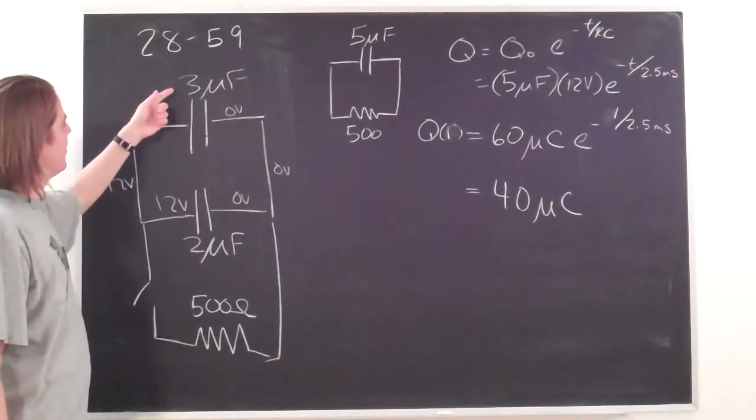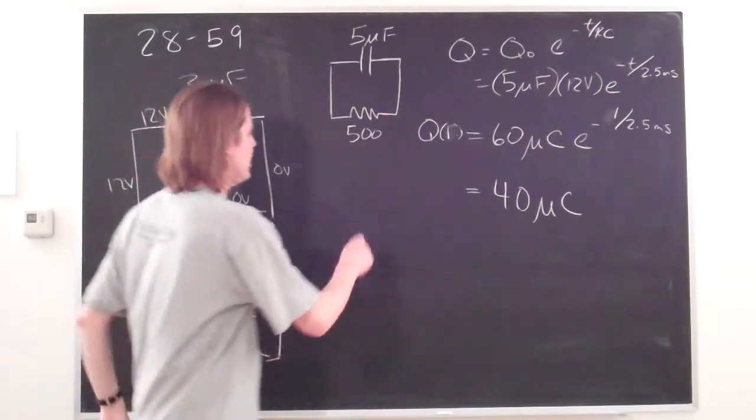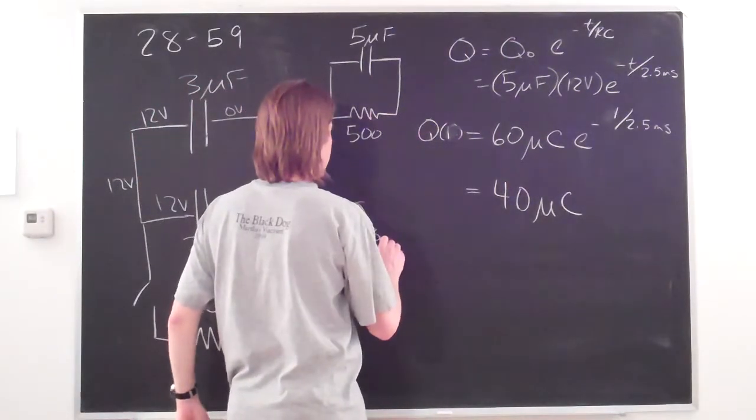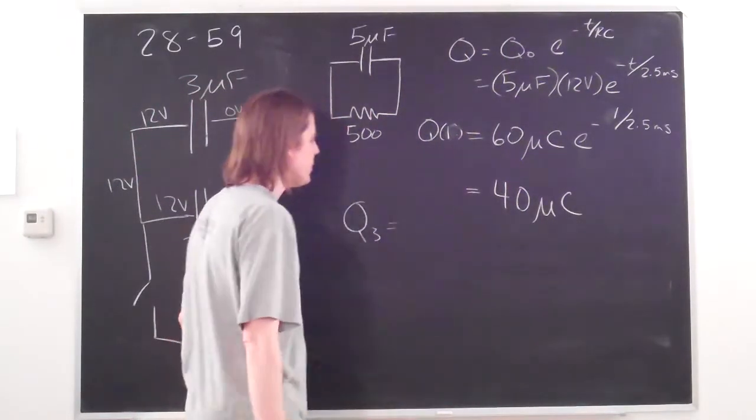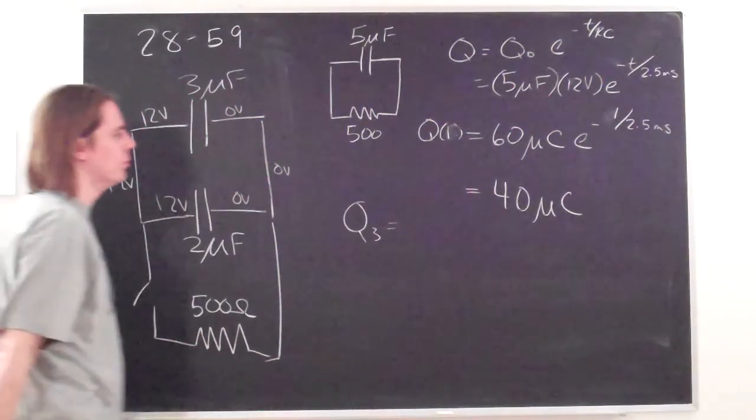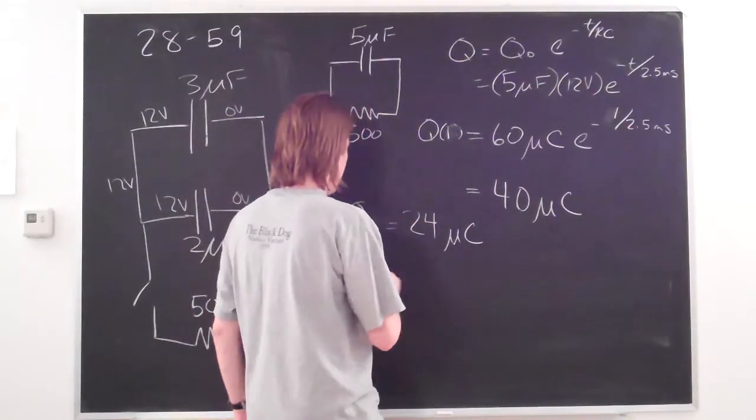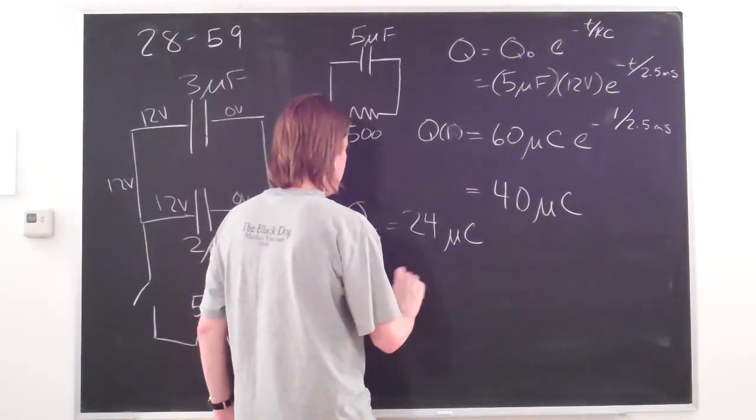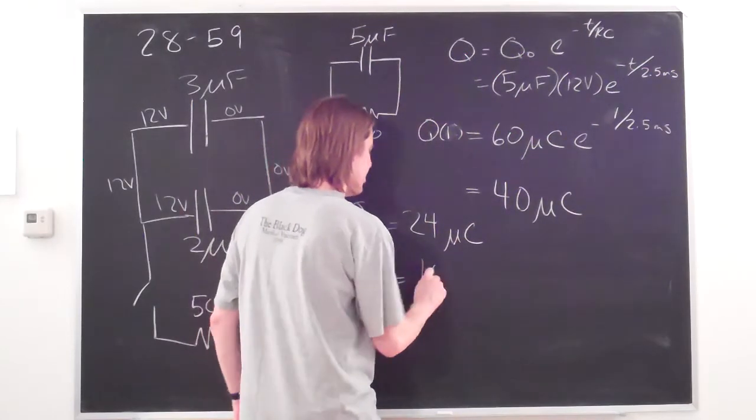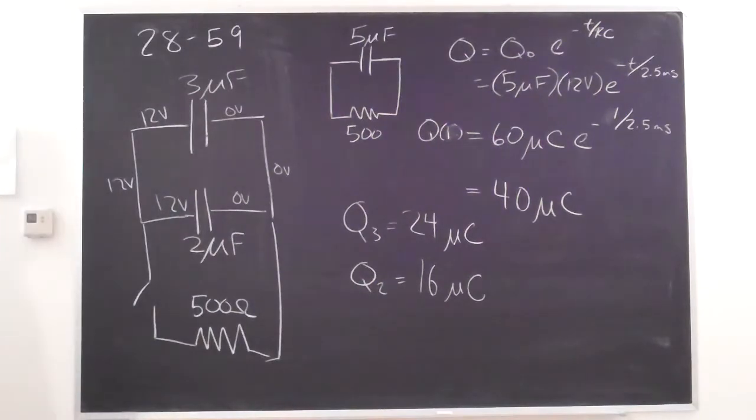If the total is 5 microfarads and this one is 3, then the charge on the 3 microfarad will be 3/5, or 60%, of that 40 microcoulombs, so it will be 24 microcoulombs. The charge on the 2 is what's left, 16 microcoulombs. It'll be 40%. So that's how we know the charge on each one.